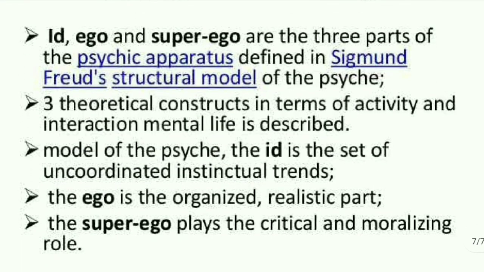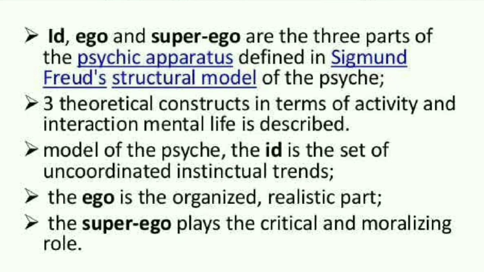So, id, ego and superego are the three parts of the psychic apparatus defined by Sigmund Freud, the structural model of the psyche. Mental life is described in terms of the activity and interaction of three theoretical constructs. The id is the set of uncoordinated instinctual trends. We'll go into details. The ego is the organized realistic part, and the superego is the critical and moralizing role.